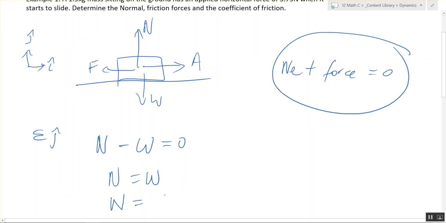Newton's law. All right, F equals M times A. Mass times acceleration, which is 1.5 times 9.8. So 14.71 newtons.